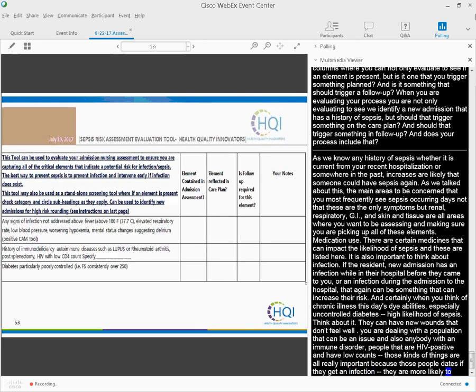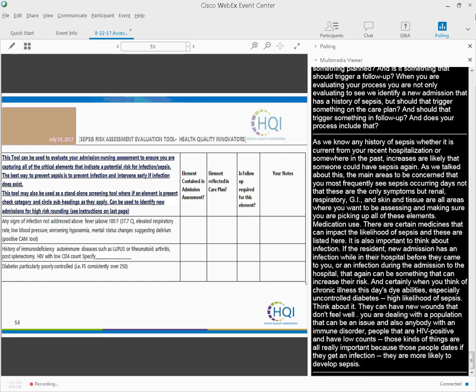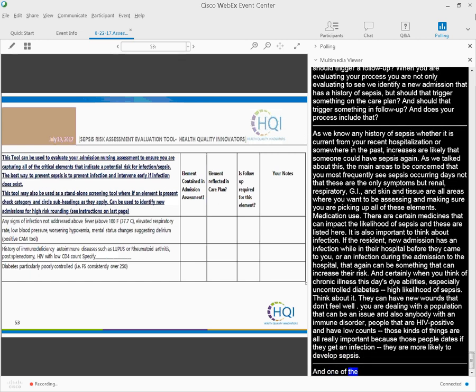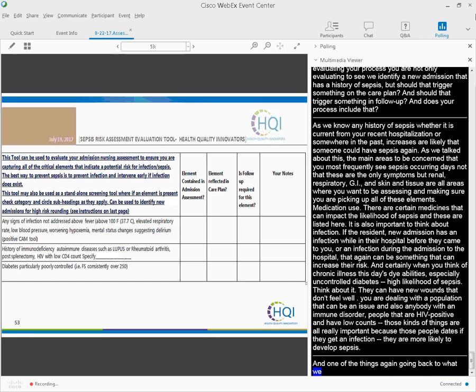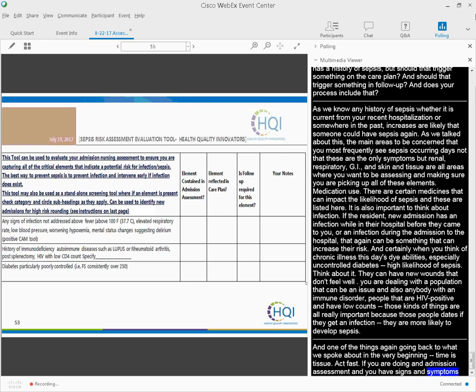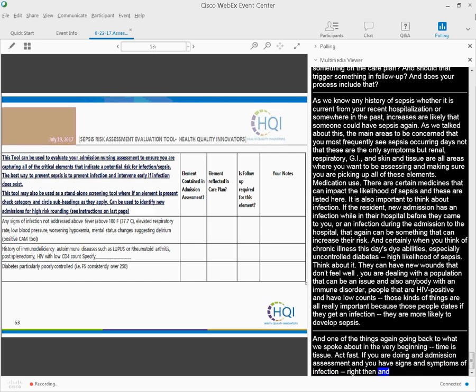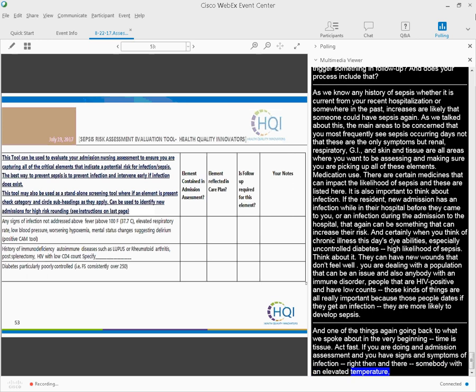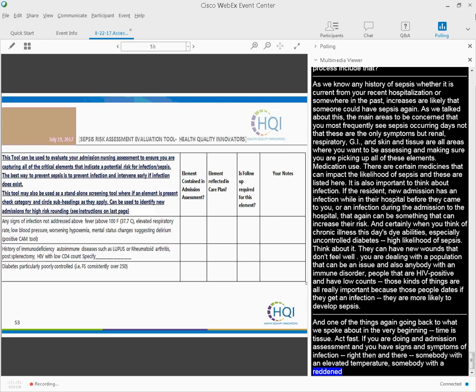And one of the things, going back to what we spoke about in the very beginning: time is tissue, act fast. If you're doing an admission assessment and you have signs and symptoms of infection right then and there, somebody with an elevated temp, somebody with a reddened area, things that give you the impression this person has a current infection, that needs to be an immediate follow-up.